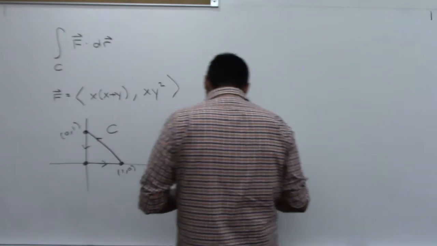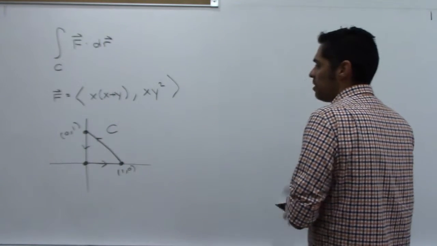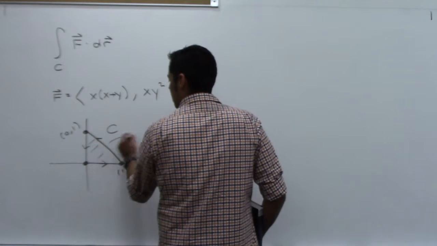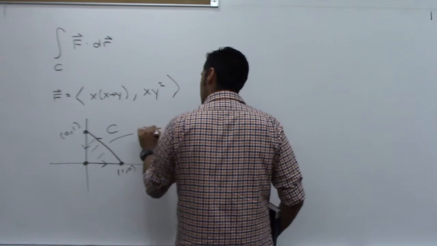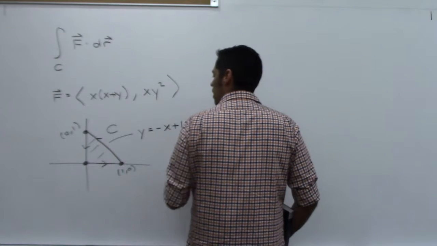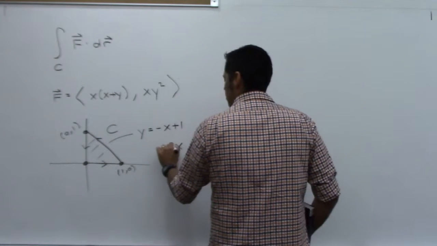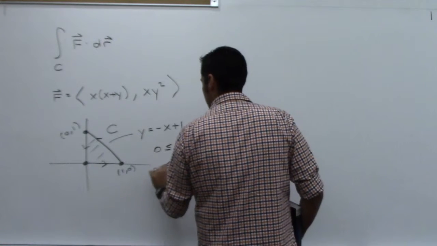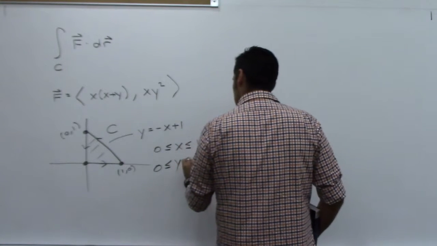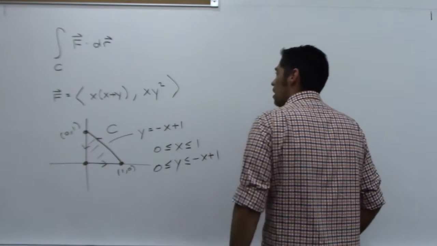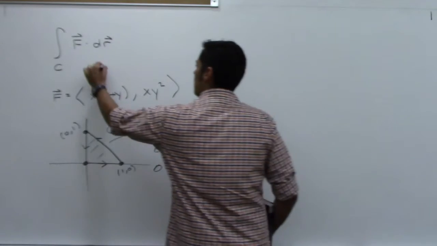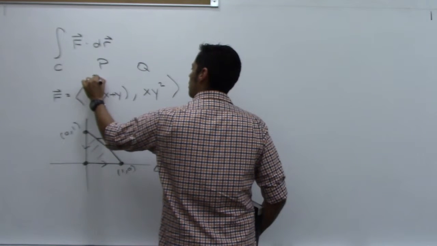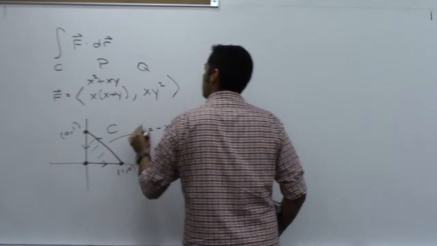So C is already positively oriented, which is nice. I already know I'm going to use Green's theorem. This has an equation, y equals negative x plus 1. I know my x's are stuck between 0 and 1. I know my y's are stuck between 0 and negative x plus 1. This is my P, this is my Q, and this is x squared plus xy.